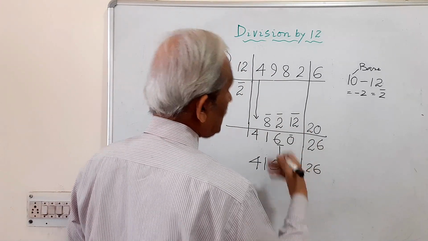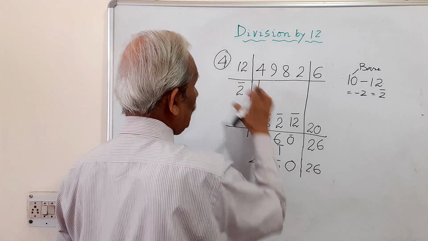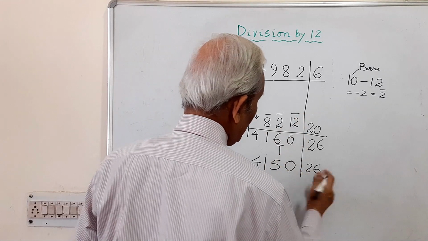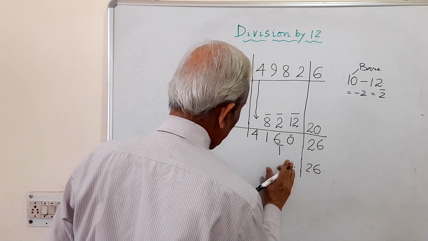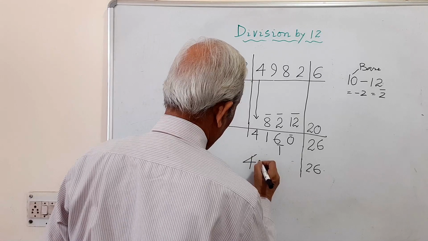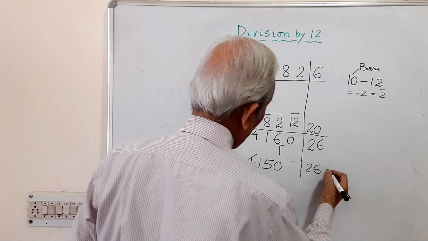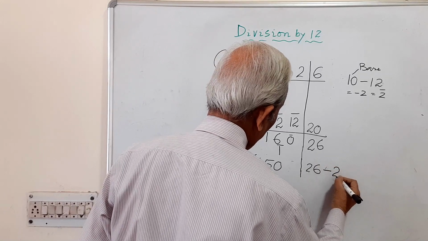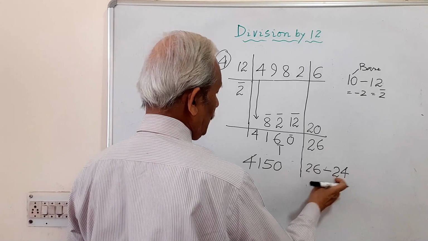Means it can still be divided. So, you cannot just put it like this. How many times 12 goes into it? 2 times. 12 into 2, 24, 2 times. So, what do we do? Write down 4150. Now, 2 times means what? Minus 24.